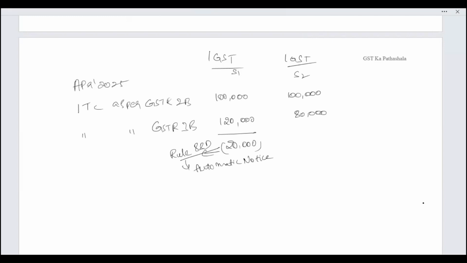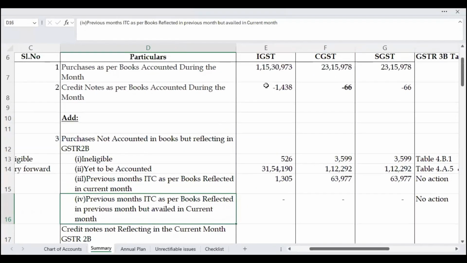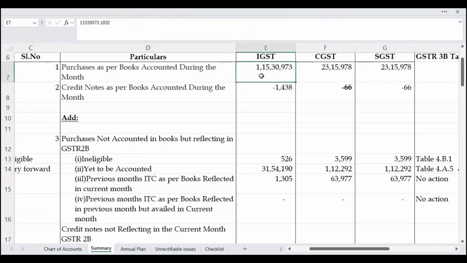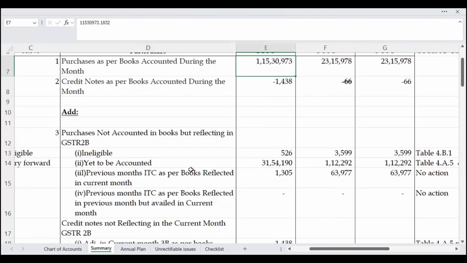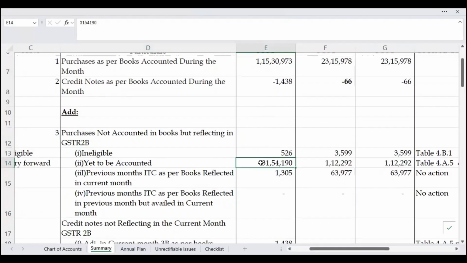Or the officer may ask, see, when you have 1 lakh, why have you short claimed 20,000? Even this may be questioned. So to justify this particular gap, we maintain one reconciliation, which is helpful. So we are saying that, sir, as per books, I have say 1 crore, 15 lakh, 30,000 credit. What is the gap? Add purchases not accounted in the books, but reflecting in GSTR 2B, say to the extent of 31 lakhs. You can see my GSTR 2B has a credit of 31 lakhs.